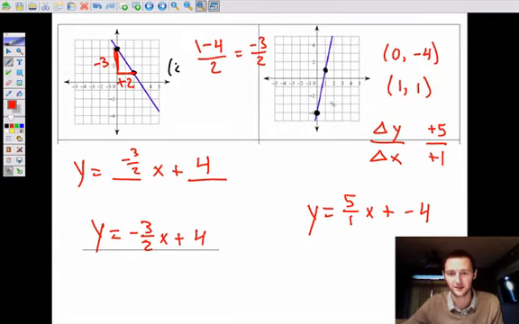You could also see that same thing by drawing in these little lines here. This one's going up 5. That one's going over 1 in the positive direction. So again, you can see that 5 over 1 from that as well.